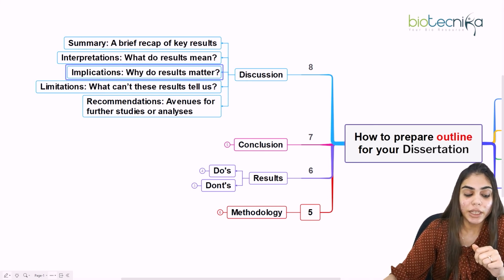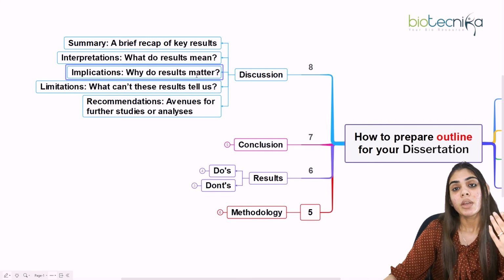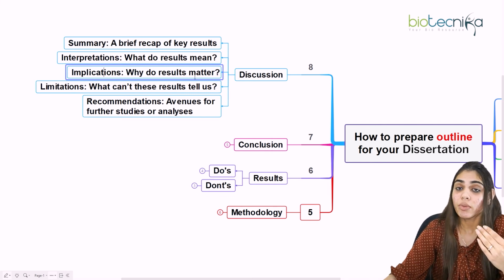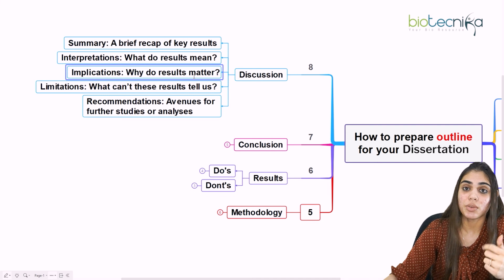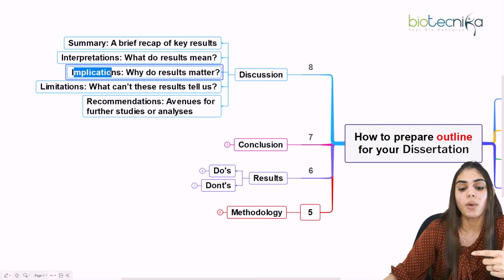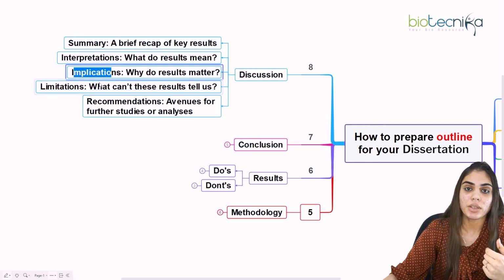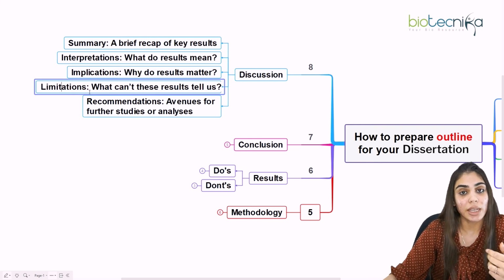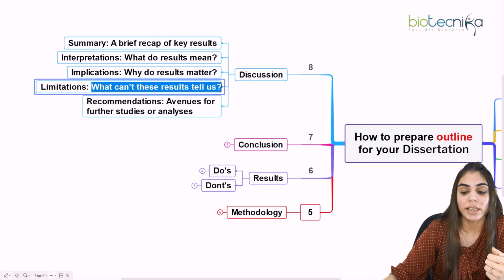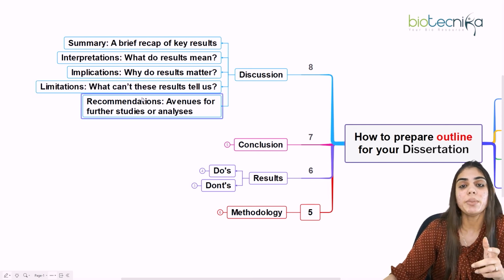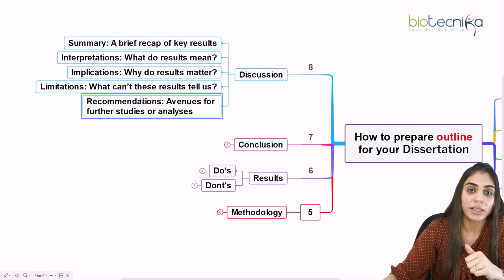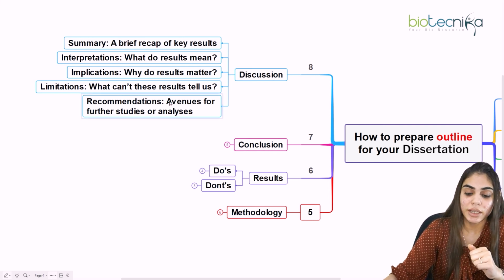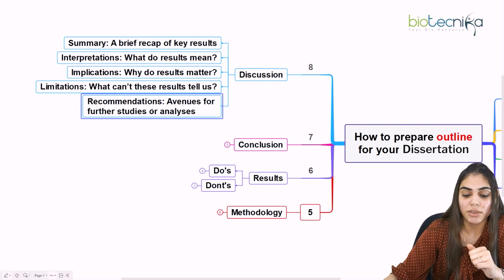You have to write the implications, means why do results matter. Whatever you have found, why your results matter to the scientific community. So you have to write the importance of your research work. That is what is called implication, how it will apply to the future research process. Limitation, if there was any kind of limitation, why can't these results tell us. If any kind of limitation is there with your research work, you have to mention that also. And ultimately you have to mention the future avenues, that is, you have to give the recommendation, avenues for further studies or analysis.